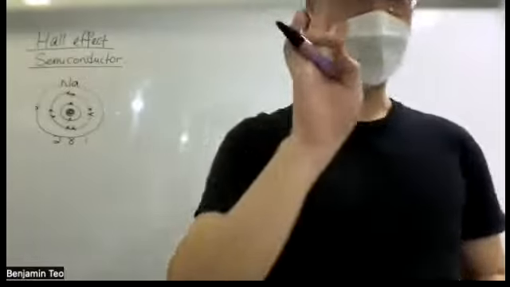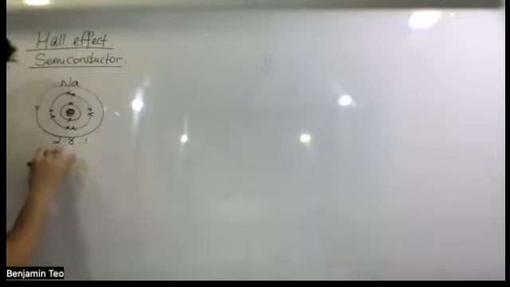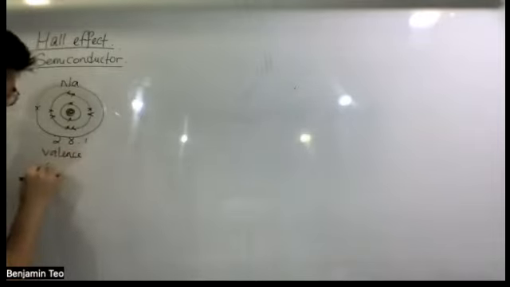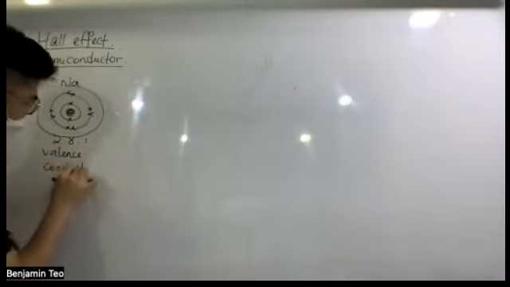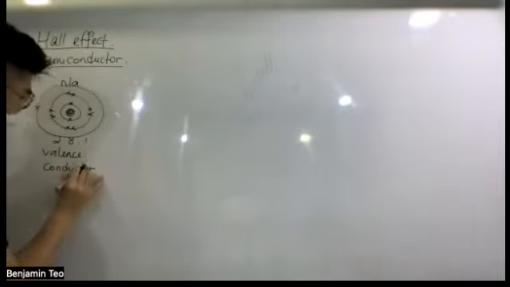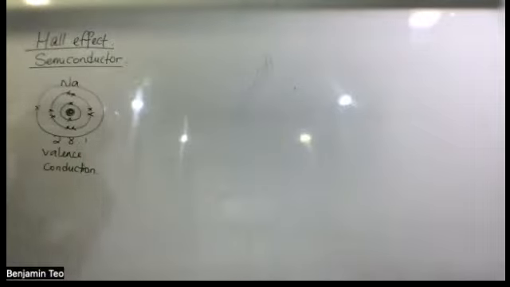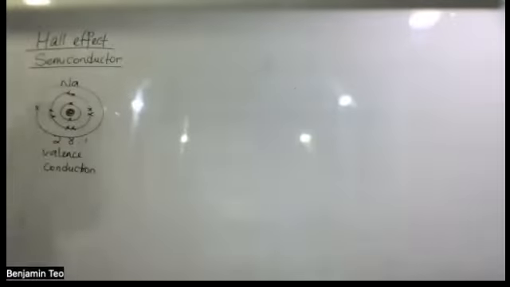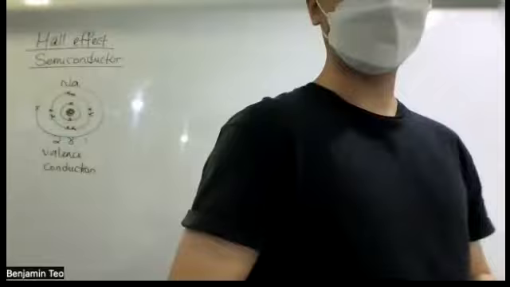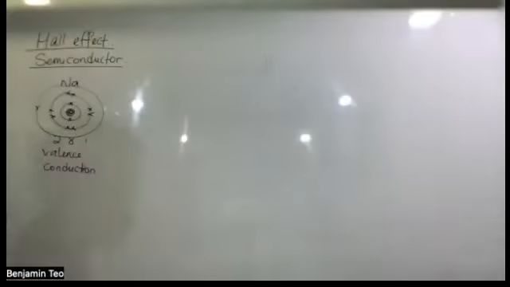We categorize the electrons into two groups. First is the valence electron, and then we have the conduction electron. Conduction is just another term for free electrons. If it's a conduction electron, then it is a free electron. When I apply a potential difference, it will start moving and produce current. So it is the conduction electron that produces the current.